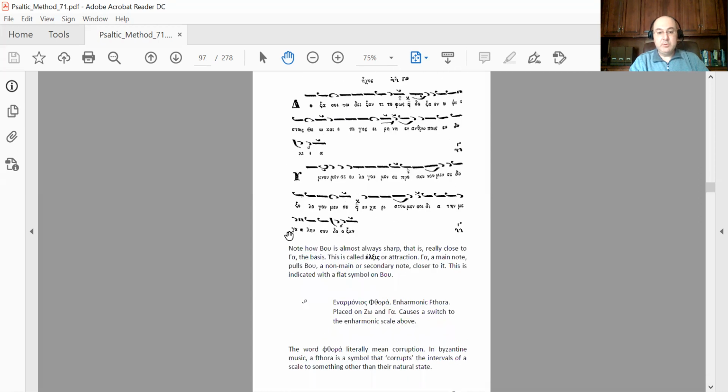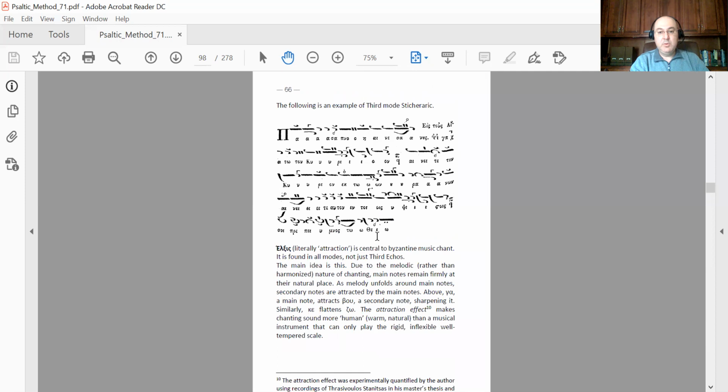Okay. The other thing I wanted to bring to your attention is this sign that is called the enharmonic phthora, or the enharmonious phthora. It's placed on Zo and Ga. And from that point on, you switch to the enharmonic scale. It's just like any other phthora, let's say the diatonic phthora. We have the phthora for Ni, or the phthora for the Ni diatonic. And from the moment you see that phthora, you start chanting diatonic, if it's a diatonic phthora. We have the Malachi chromatic, soft chromatic scale, that we have the phthora of the Vu, and from that point on you switch to chromatic. Well, this is the equivalent for the enharmonious phthora. And we are going to use it here in this piece right there.